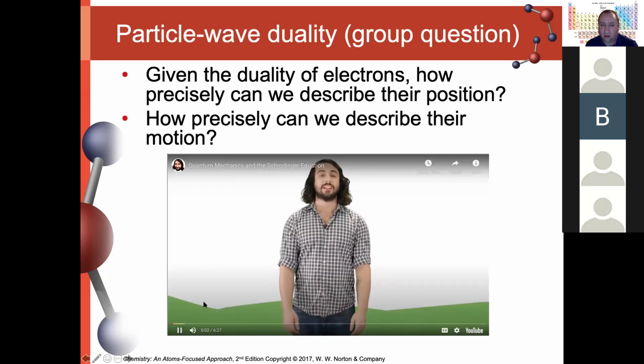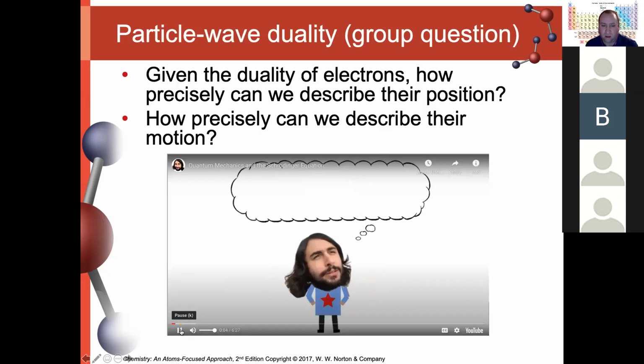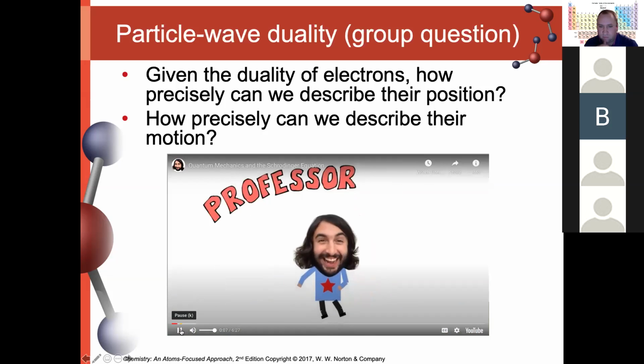Professor Dave again. Let's take a look at the Schrodinger equation. He knows a lot about the science stuff. Professor Dave explains.